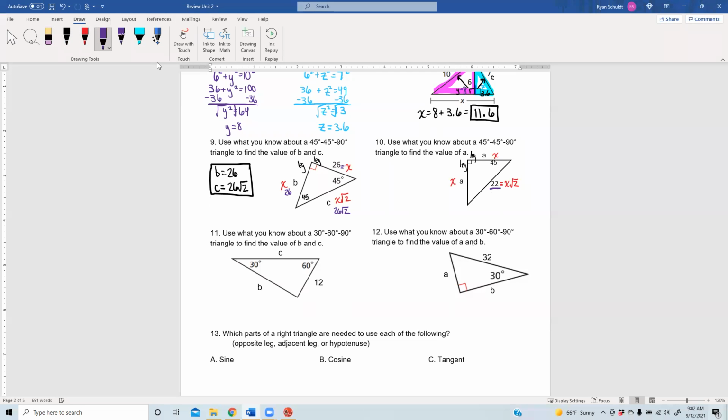So I need to divide both sides by the square root of 2. Those cancel. So x is 22 divided by the square root of 2. Now, I can't leave it like that. I can't have that square root of 2 on the bottom. So multiply the top and bottom by the square root of 2. It's going to give me 22 square roots of 2 over 2. I can reduce 22 over 2, get 11 square roots of 2.